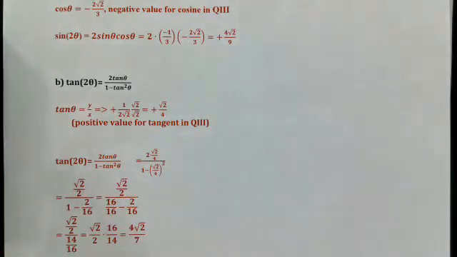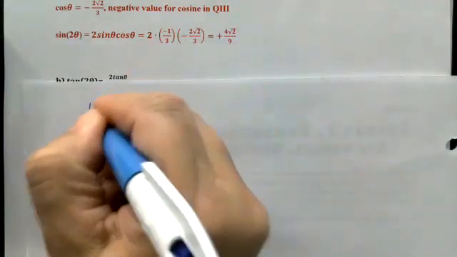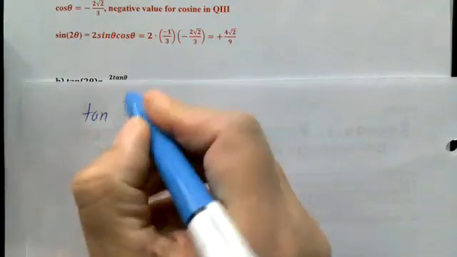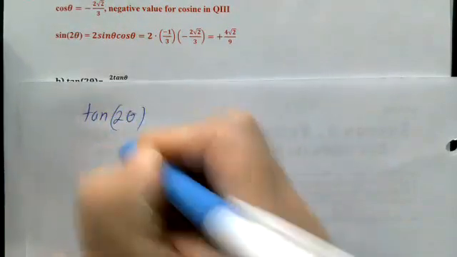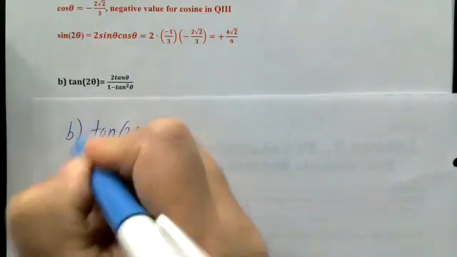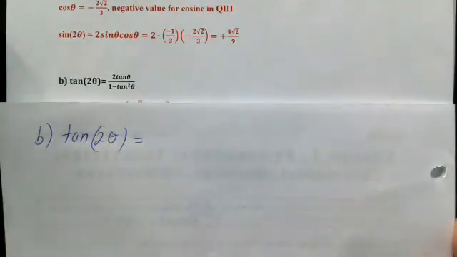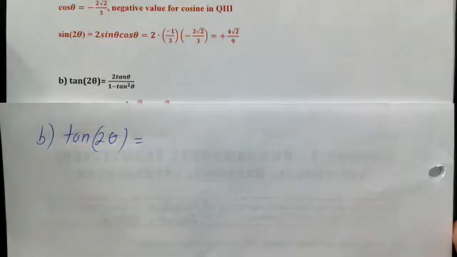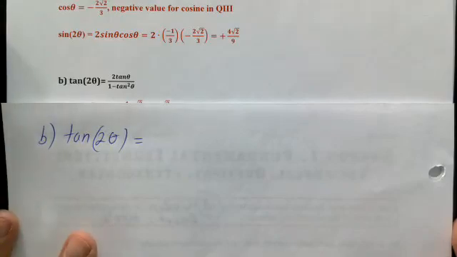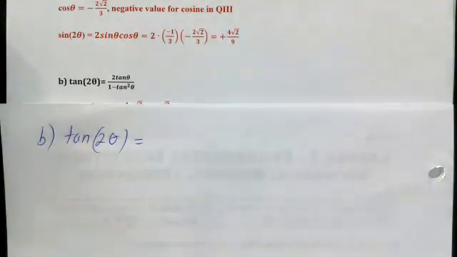The next one is tangent of the double angle. Tangent of 2 theta. Now I don't have to do a lot of work for the second one because I already know the x, y, and r for this theta, right? From the first part, part A. So tangent of the double angle.